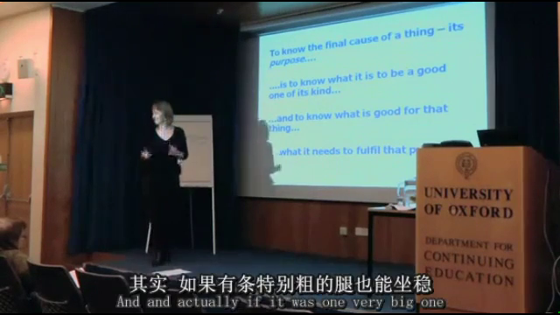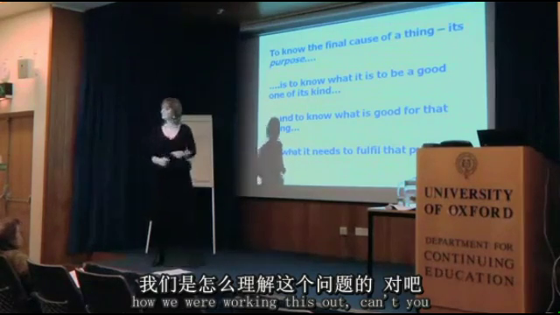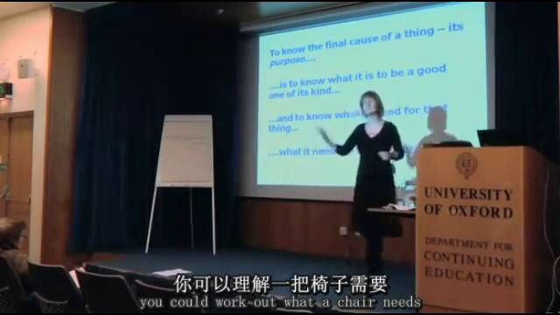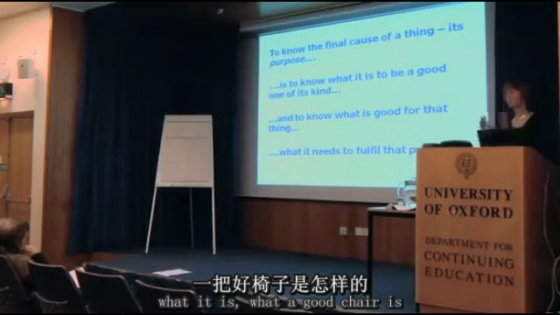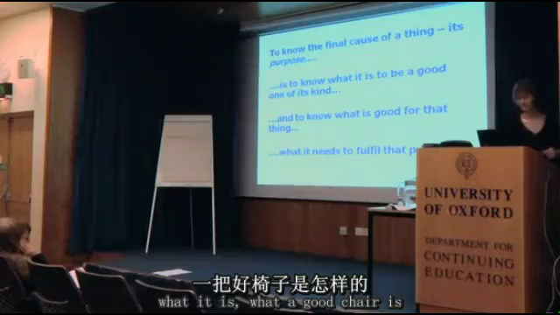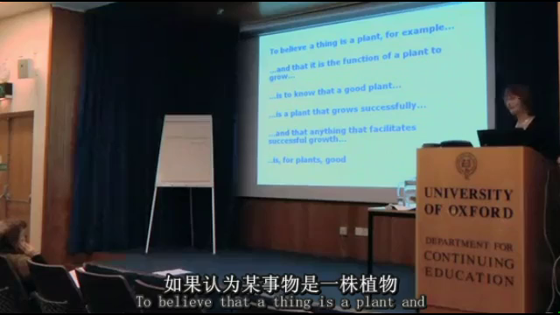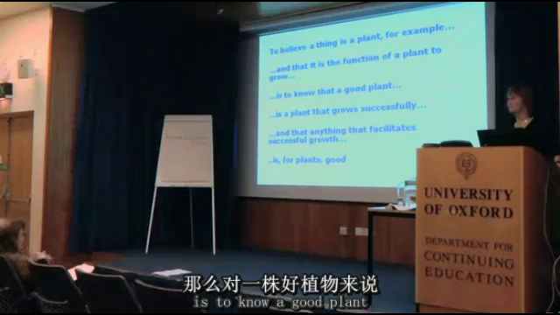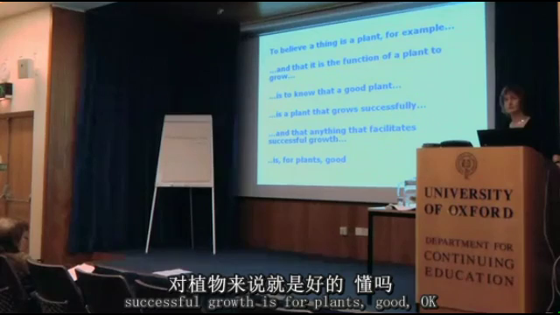But actually, if it was one very big one, but you can see how we're working this out, can't you? Given the purpose of a chair, you can work out what a chair needs to be good for that purpose, and you can work out what a good chair is. So, and here's another example: to believe that a thing's a plant and that it's the function of a plant to grow is to know the good plant is a plant that grows successfully, and anything that facilitates successful growth is, for plants, good. Okay?